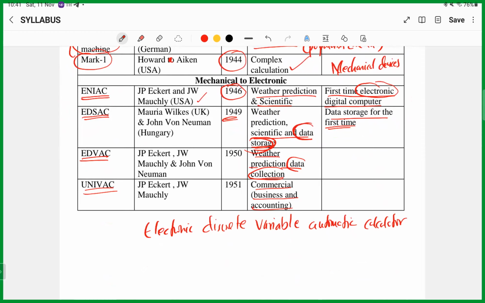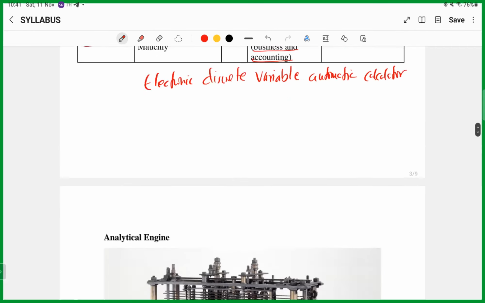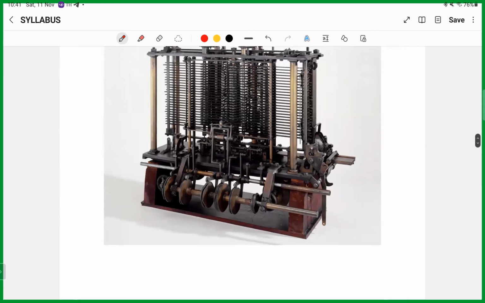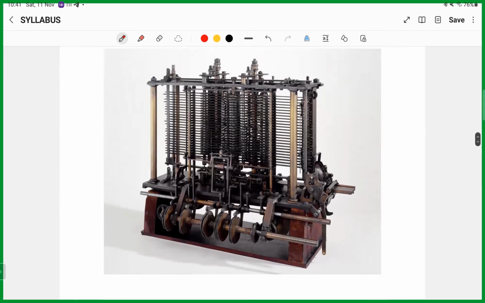So that completes the history behind knowing the computer. UNIVAC is the last one. Further, we don't have. I've given some pictures. This is the computer founded by Charles Babbage. It is mechanical; nothing is displayed here. It's more of a mechanical device, nothing else. Nothing automatic here. Everything has to be done by hand itself.